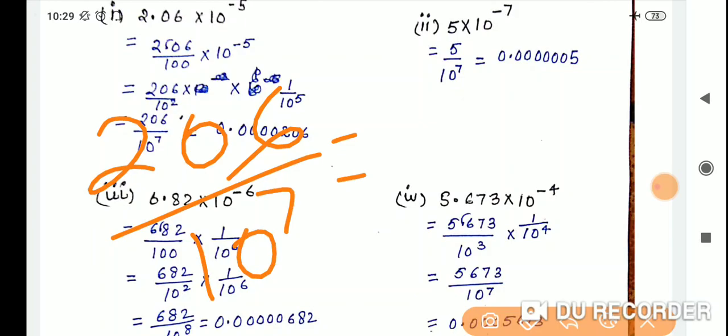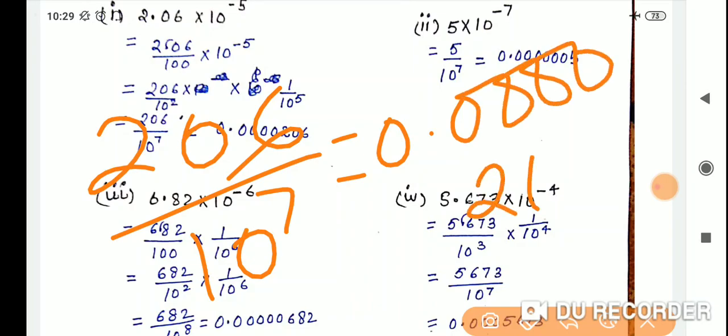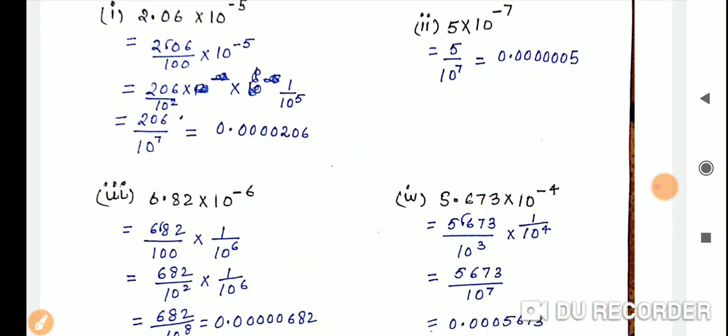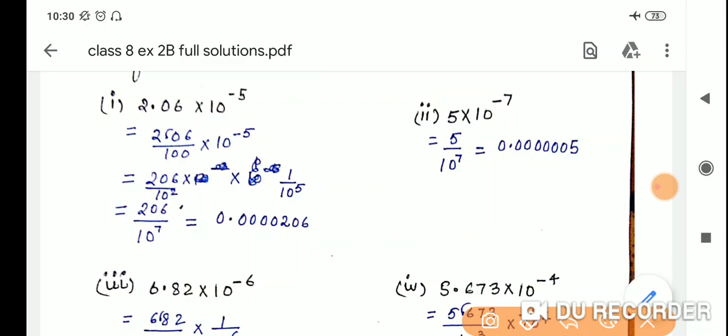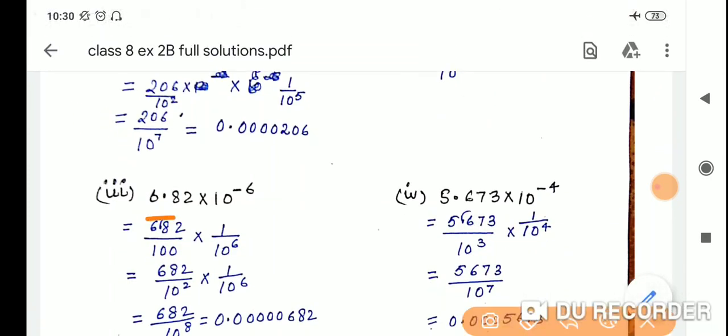So how many places? 7 places, so 0.1 2 3 4 and then 206. See, 1 2 3 4 5 6 7 places are there, so the answer is 0.0000206. Now the next part is 5 into 10 raised to the power minus 7. So here it is 5 by 10 raised to the power 7, and when we solve it you will get this. Now the third part is 6.82 into 10 raised to the power minus 6.